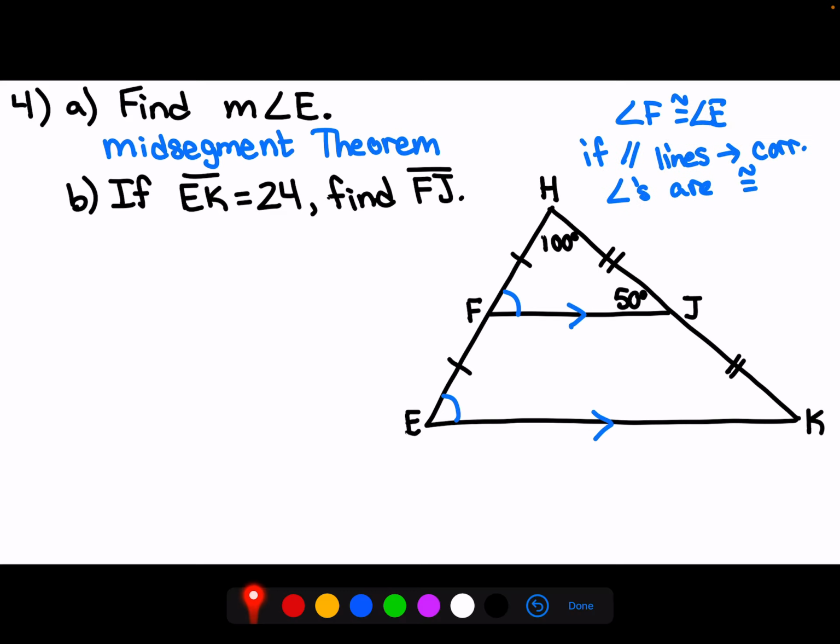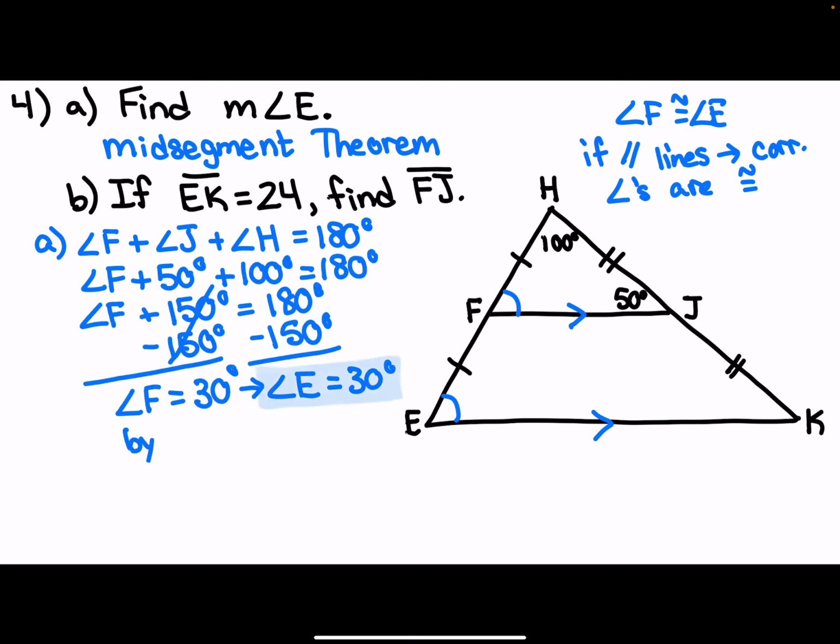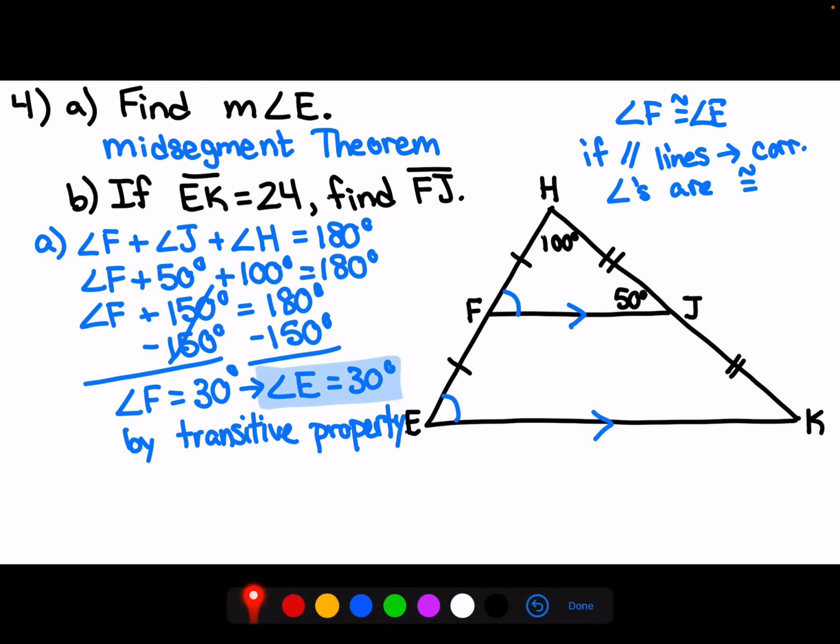From here, we're going to go ahead and solve for angle F. We know angle F plus J plus H equals 180 degrees because it's a small triangle up top. So we have angle F plus 50 plus 100 equals 180 degrees. Well, 100 plus 50 will give me 150, and I can subtract 150 from both sides, giving me angle F equals 30 degrees. If angle F is 30 degrees, then angle E is also 30 degrees by the transitive property.